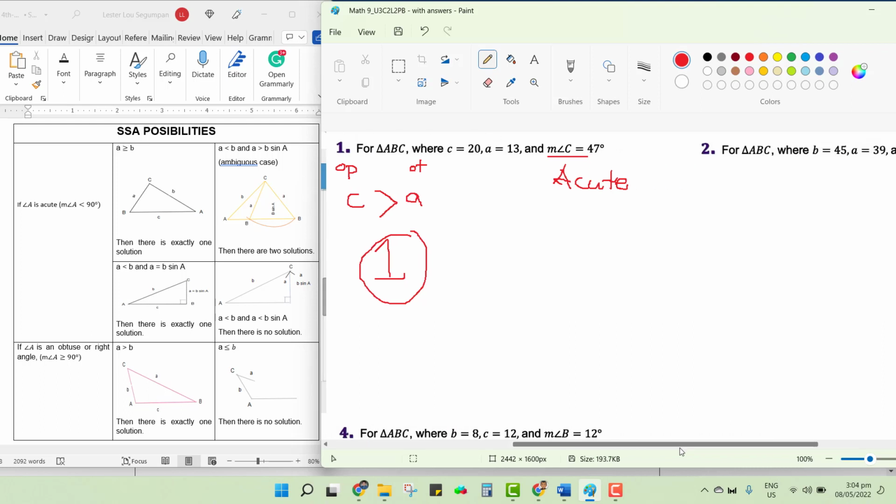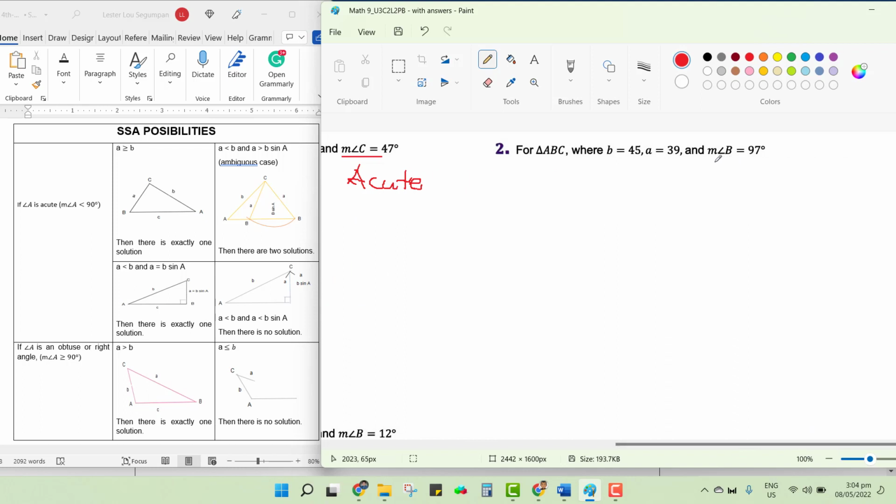Let's go to number two. Our angle here is an obtuse angle. So it falls in this category. This is an obtuse angle. And for an obtuse angle, we only have two different situations. It's either there's only one triangle or there can be none.